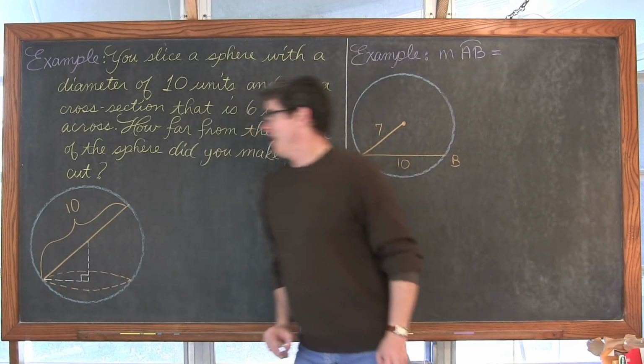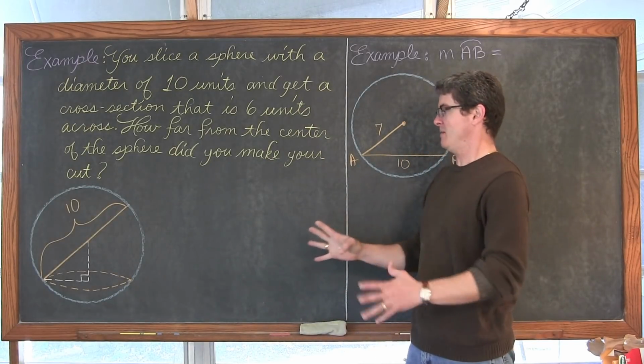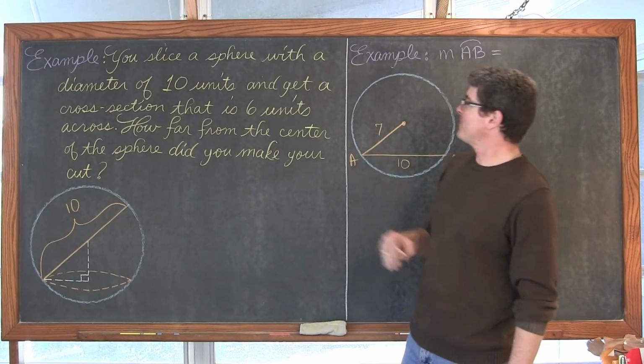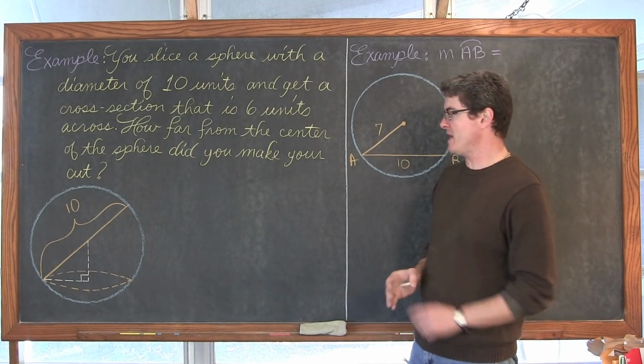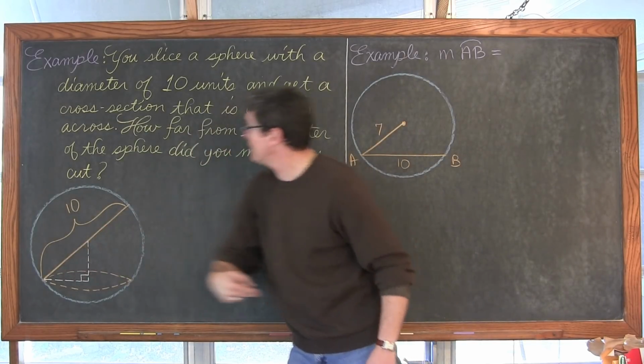You slice a sphere with a diameter of 10. Right there. It looks like a circle, but I tried to make some three-dimensional-looking parts in my drawing, so that's supposed to help you see that it's a sphere. And you get a cross-section. Of course, if you take a sphere and cut it, you do get a cross-section, which is a circle, so that's what this is down here.